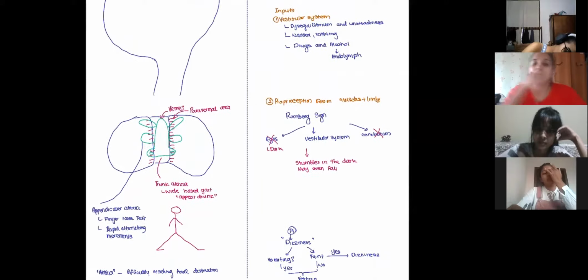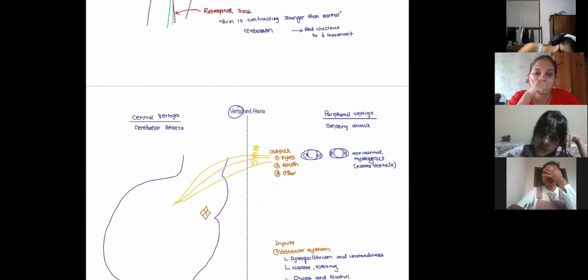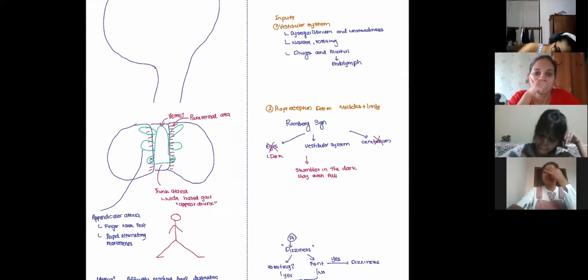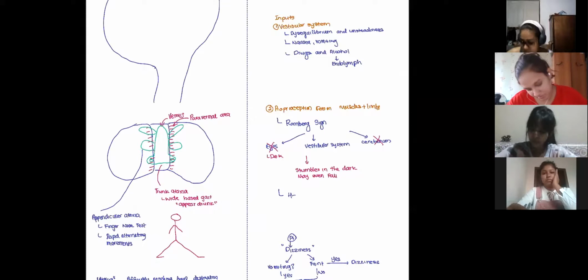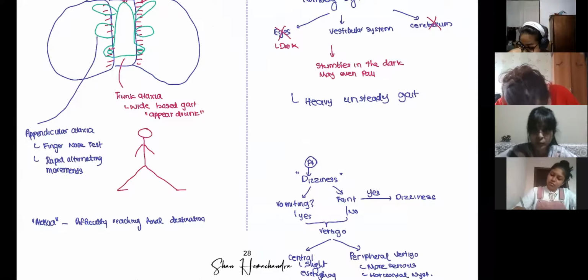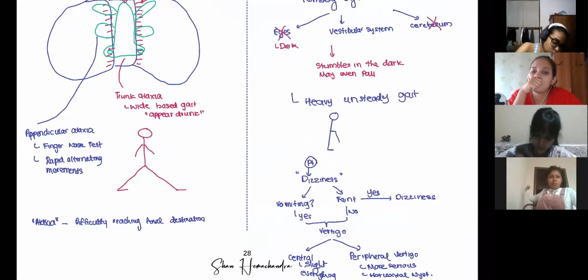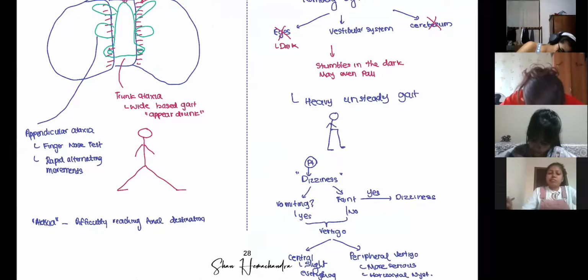Now, let me quickly recap. I need to add one more thing. Proprioception. I talked about the Romberg sign. Heavy, unsteady gait. I need to add that too. Heavy, unsteady gait. What does that mean? The patient will keep their foot down like they're climbing a rock. It's like they will put a lot of pressure on the floor when they keep their foot down.